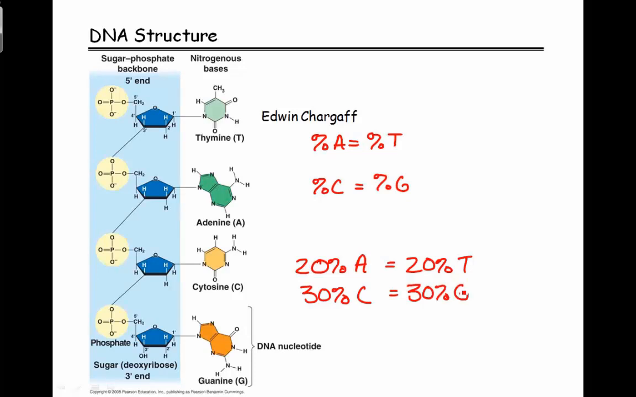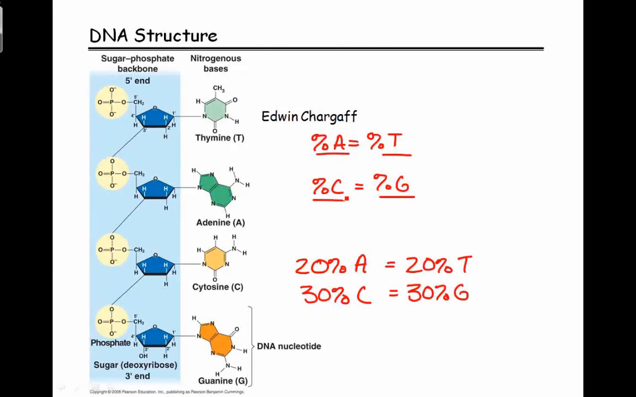Now, another thing to notice about his rules is that it is always one purine equal to one pyrimidine. So the A is a purine and it's equal to the T, which is a pyrimidine. And the guanine over here is a purine and it is equal to a pyrimidine, which is the C here.